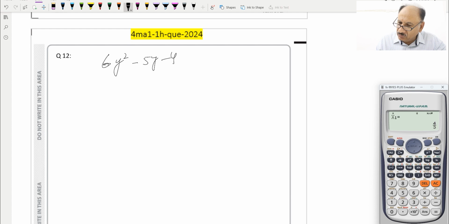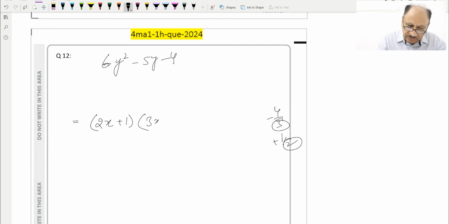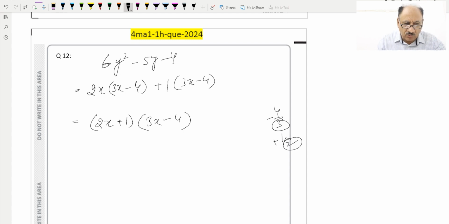This is equal to 4 by 3 and minus 1 by 2. Change the sign, and we will be using this in the case of fractions, so we can keep a gap which we will fill with the next step. So I'm taking this 2, so 2x plus 1, and the second is 3, so 3x minus 4. Then we can write the intermediate step: 2x into 3x minus 4, and then plus 1 and 3x minus 4, and that's all. This is the 2 marks part which we have done.